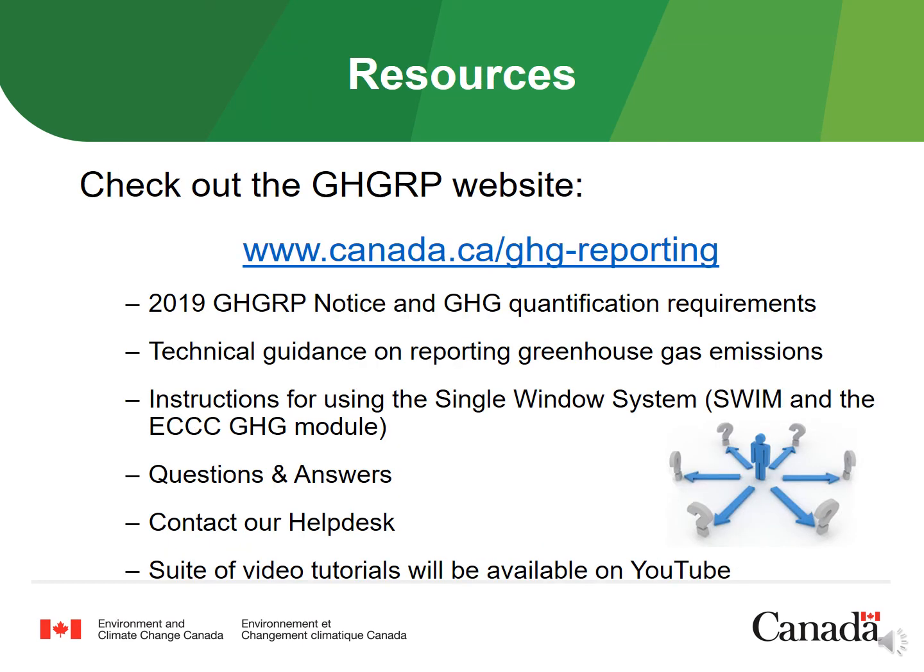To wrap up, this slide lists the resources available to help facilities in completing their GHGRP report. Our website listed here is the place to go, where you can find a link to the 2019 GHGRP notice, which describes the latest reporting requirements. Also included on our website is a link to the GHG quantification requirements document, which is mandatory for those subject to the expansion. You will also find the technical guidance document on reporting greenhouse gas emissions. This helps to explain the notice and specific technical requirements.